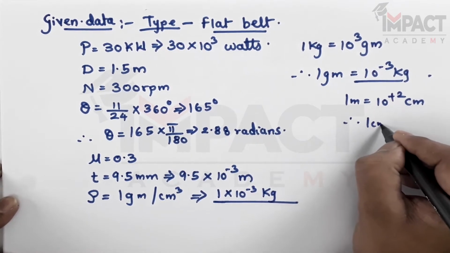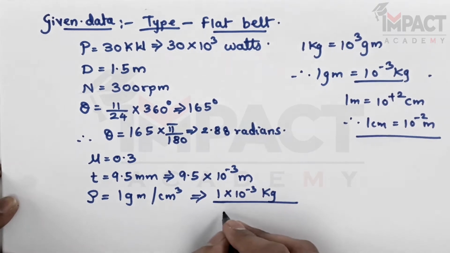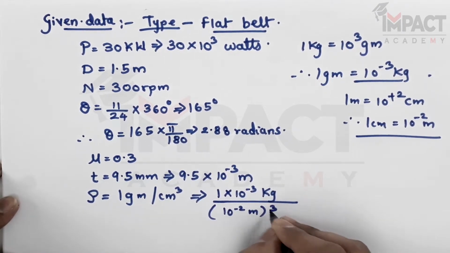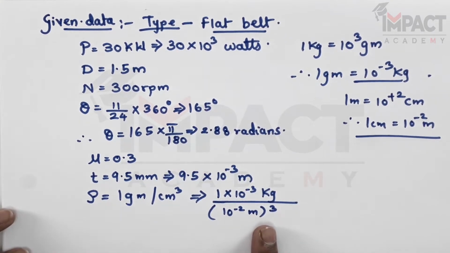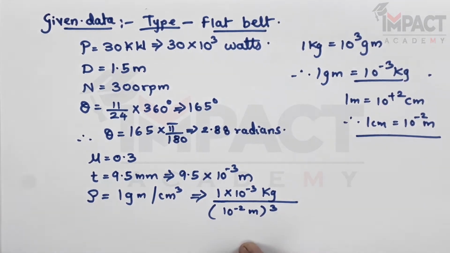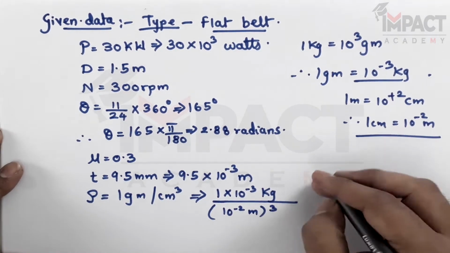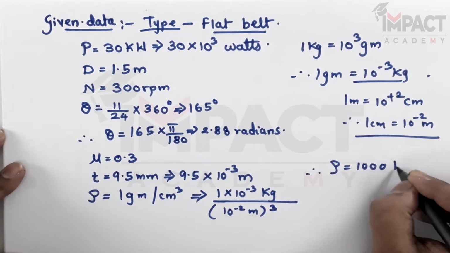So therefore 1 centimeter will be 10 raised to minus 2 meter. So 10 raised to minus 2, and it is having whole cube. So this will be 10 raised to minus 3 in the numerator, and in the denominator it is 10 raised to minus 6. After the cancellation, 10 raised to minus 3 remains in the denominator, which when I bring it into the numerator will become 10 raised to plus 3, and so the density will be finally 1000 kg per meter cube.